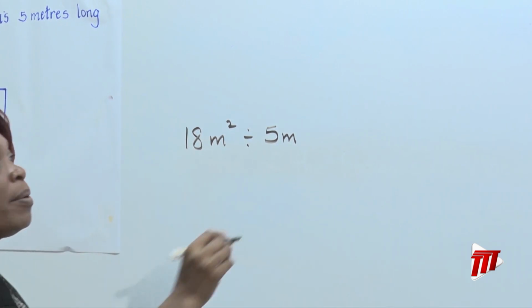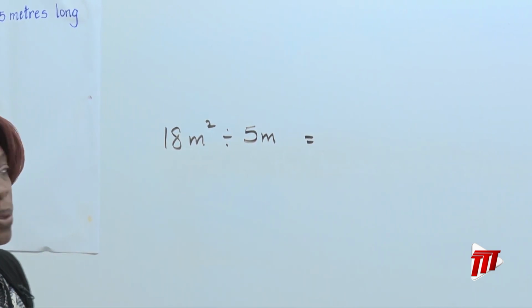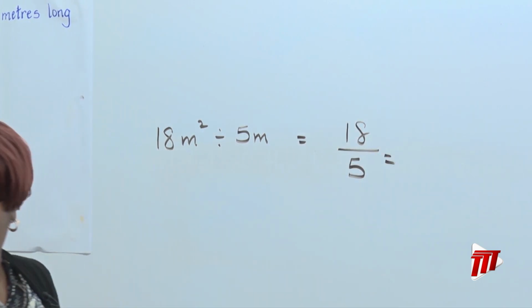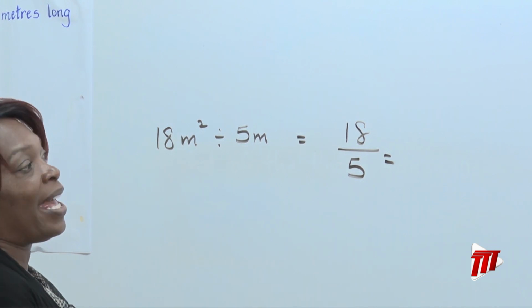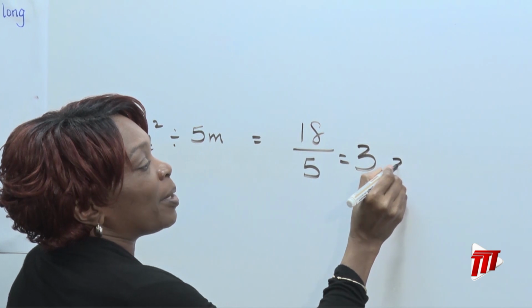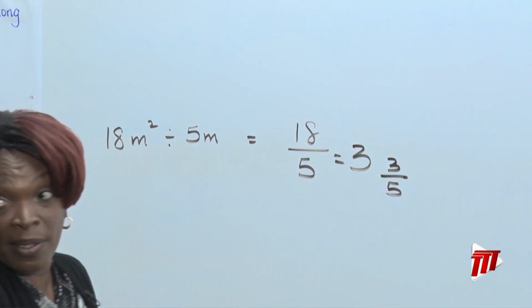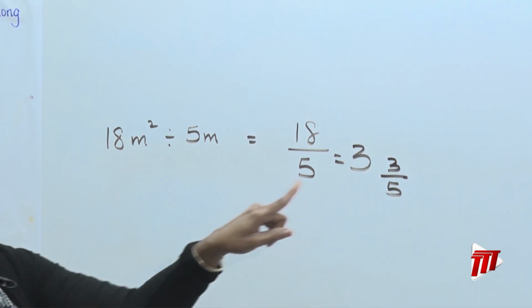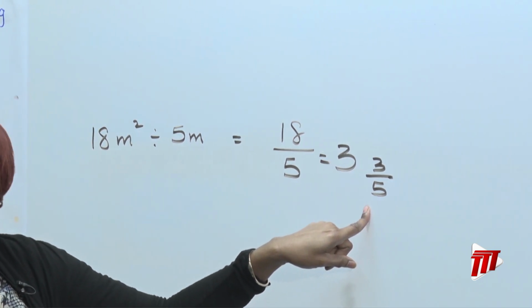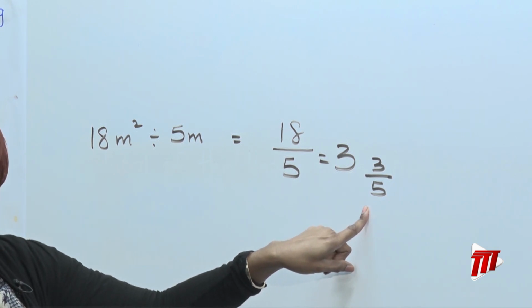Boys and girls, are you with me? There are a number of ways that we can do this. We can do it like this. And let's go from there. How many sets of 5? We have 3, and we have a remainder of 3, which will represent 3/5. So we are saying that 3 3/5 represents the width or the breadth of this shape here.